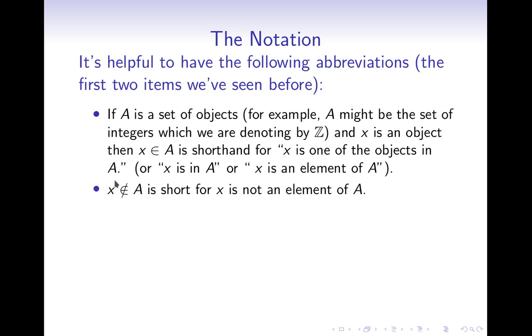And then if x is not one of the objects in A, we put a slash through the "is an element of" symbol to negate it. So, for example, 51 is an element of the set of integers because 51 is an integer, and 3/7 is not an element of the set of integers. 3/7 is not an integer.